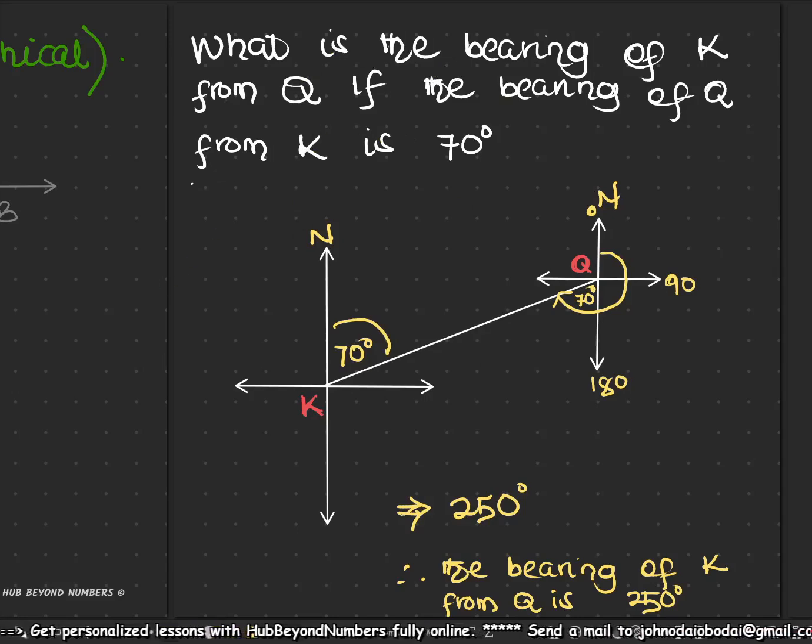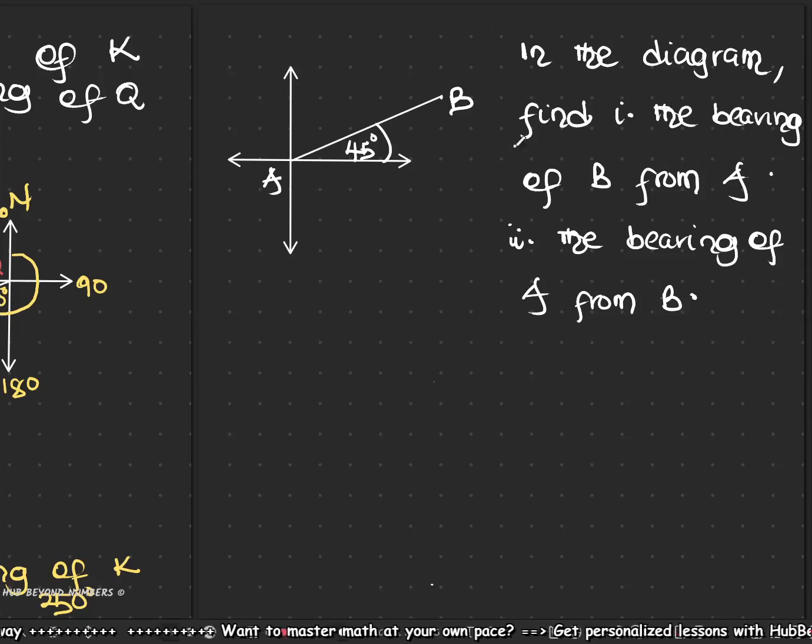Let's take a few more examples. In this second example, we have actually been given a diagram. It says, in the diagram, find the bearing of B from A. You want the bearing of this B here from A. And we know that bearings are always measured with respect to the north.